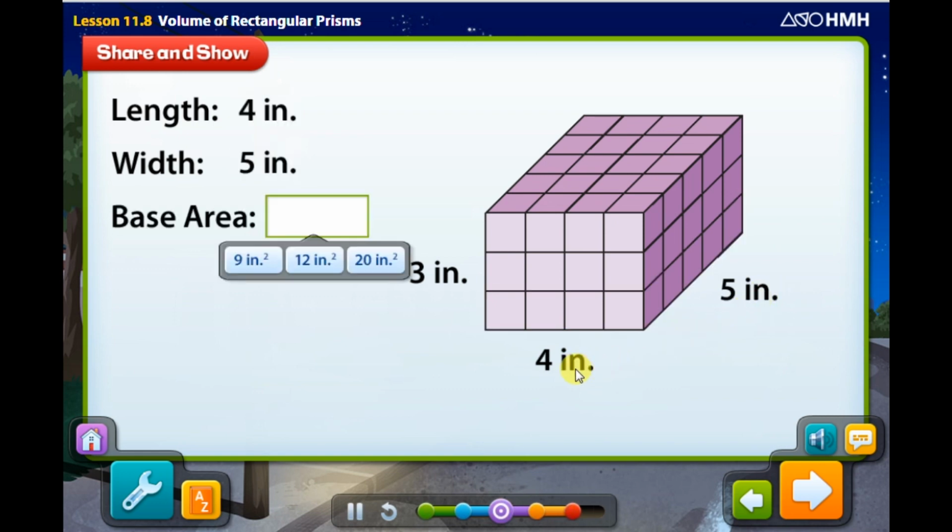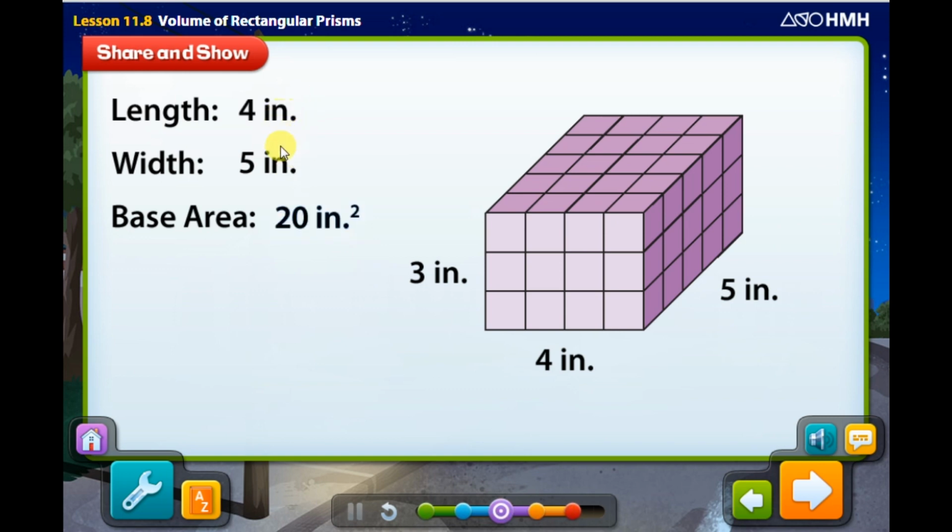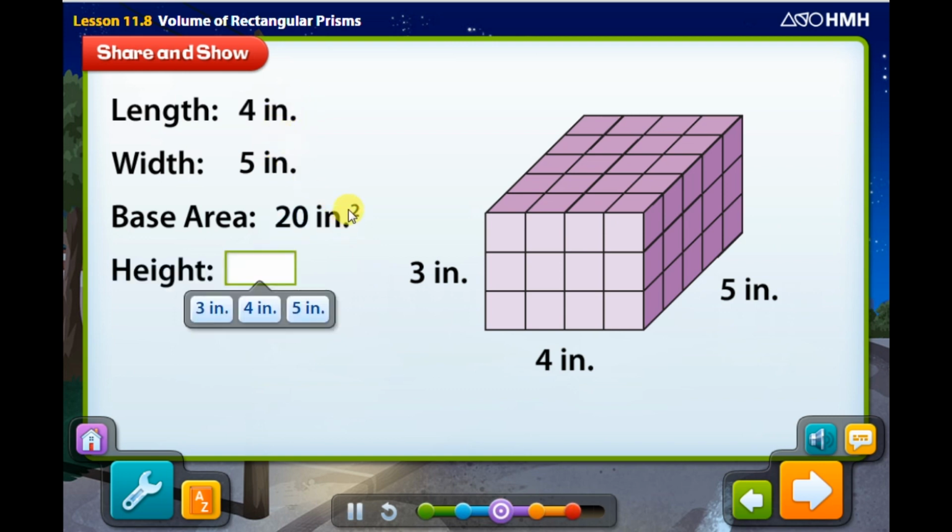Using these dimensions, what is the area of the base? 20 square inches. Good job! You can get the base area by multiplying the length by the width, so inch multiplied by inch gives square inches. What is the prism's height? The height is 3 inches. The unit is in inches. Correct. The height is 3 inches.